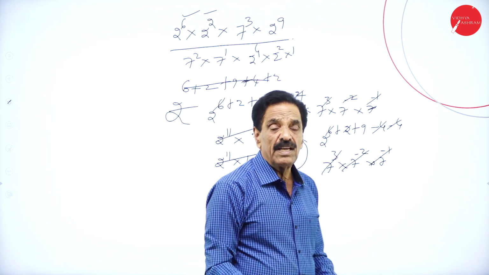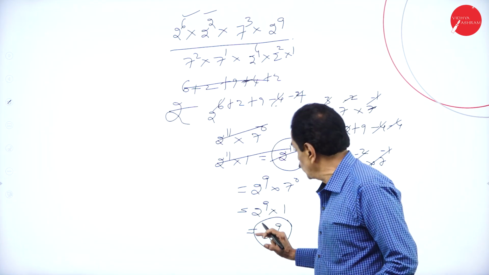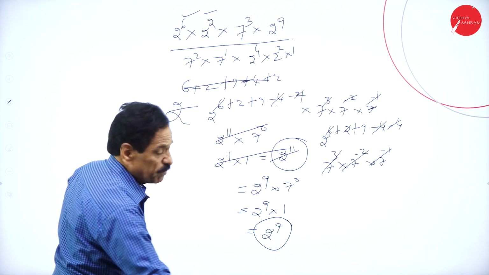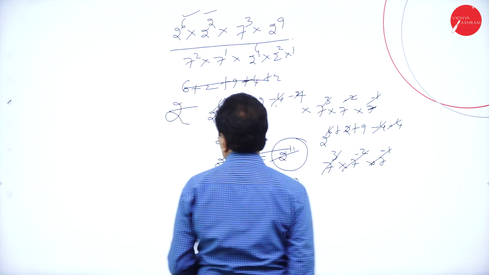So any number of times we can retain this 2 to the power of 9. Slowly we can do this. Slowly we can arrive. Then we'll go to next problem.